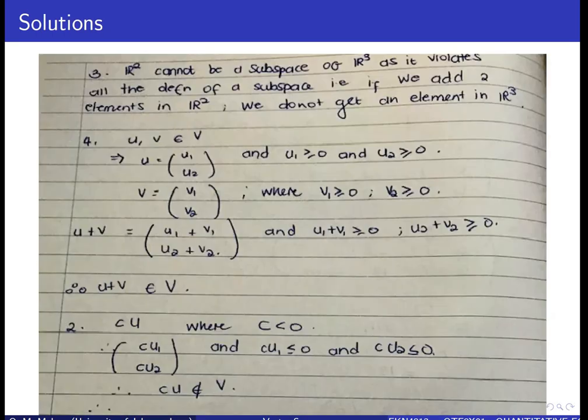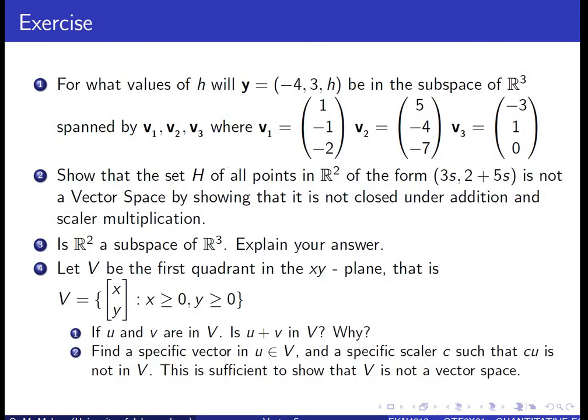I think that was the question. Show that the set H of all points in R2 of the form is not a vector space by showing that it is not closed under addition and scalar multiplication. I did show that, so it's not a subspace of R2.